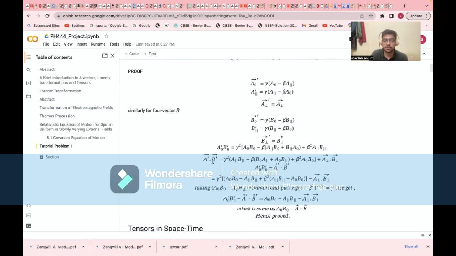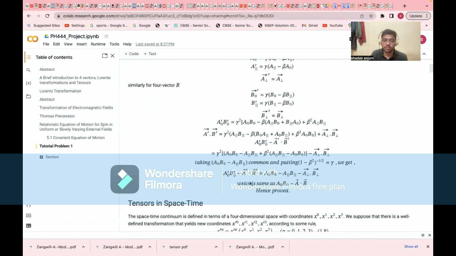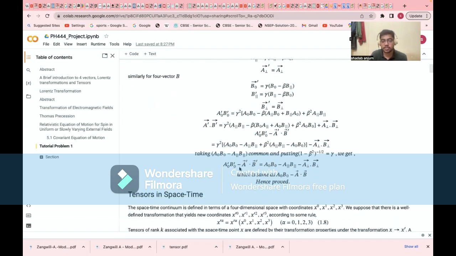So we get this quantity, and we subtract the two to get gamma squared a naught b naught minus this whole thing. We take a naught b naught minus a parallel b parallel common. This comes out to 1 minus beta squared times a naught b naught minus a prime b prime, and 1 minus beta squared is nothing but 1 over gamma squared. So we get a naught prime b naught prime minus a prime b prime equal to a naught b naught minus a parallel b parallel, so this quantity is just a dot b, the three-vector a dotted with three-vector b.